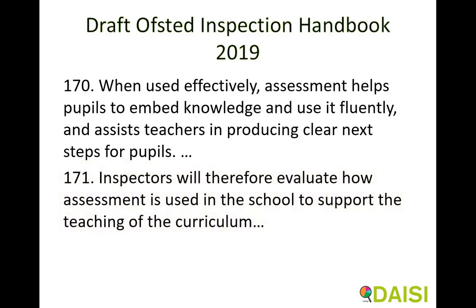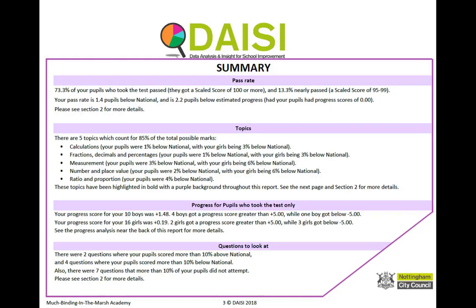So therefore, whatever assessment you use has to start with taking an overall view, for instance how many pupils passed or nearly passed, but also looking at important topic strands, seeing how the school is doing and producing clear next steps for pupils. Were there questions that your pupils didn't attempt? Was this significantly higher than the national average? Was this due to deficiencies in exam technique? Or does this illustrate gaps in pupils' knowledge?